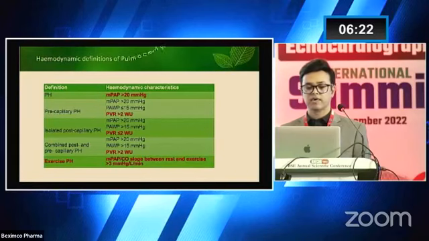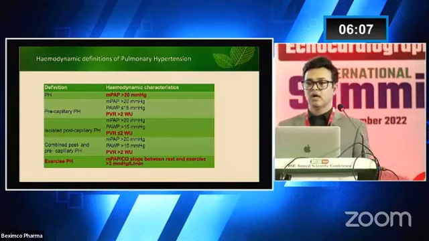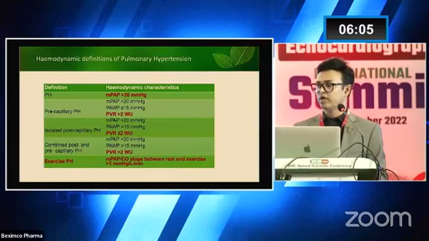This is the hemodynamic definition of pulmonary hypertension. Pulmonary hypertension is a mean pulmonary arterial pressure of more than 20 millimeter of mercury. This is a big change. The cutoff value has been reduced. Previously it was 25 millimeter of mercury, and now the cutoff value is 20 millimeter of mercury.